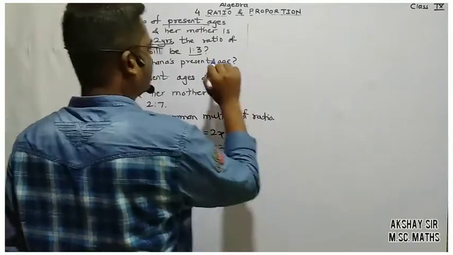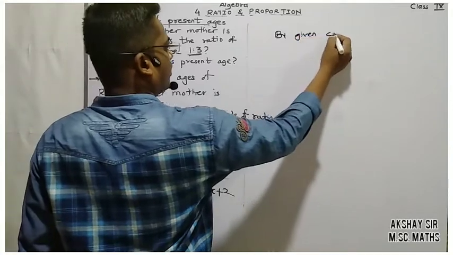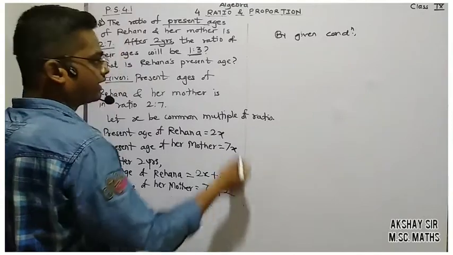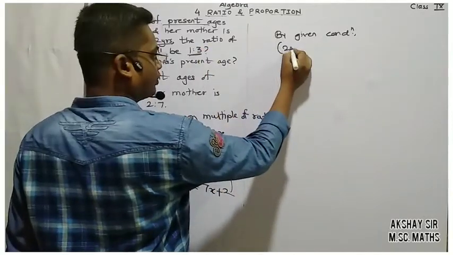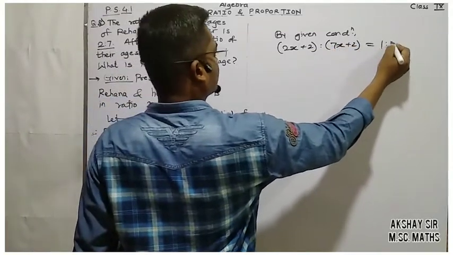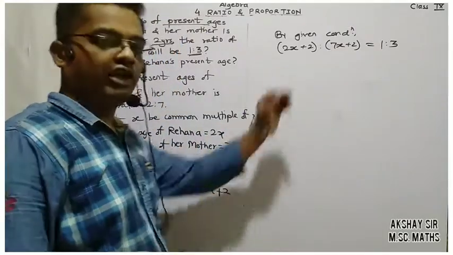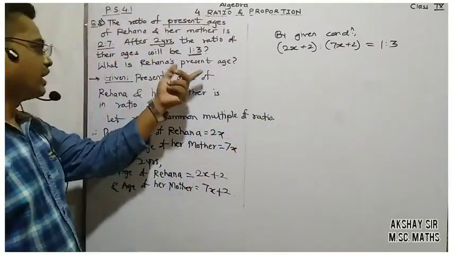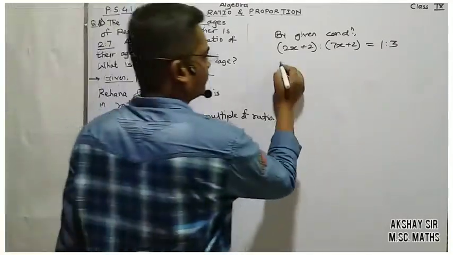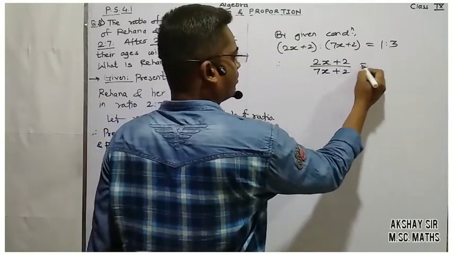Now we have the given condition, it becomes ratio 1 as to 3. So these two ages are in the ratio 1 as to 3. Therefore let us take 2x plus 2 as to 7x plus 2 equals 1 as to 3. So this was the given condition. Out of this condition we will find the value of x first and we'll get Rihanna's present age by putting the value in 2x. So let us convert this into rational form: 2x plus 2 upon 7x plus 2 equals 1 by 3.